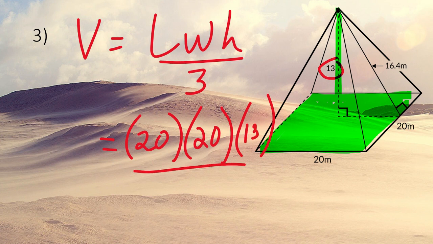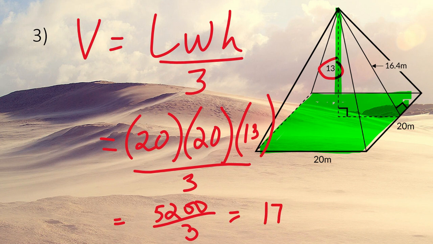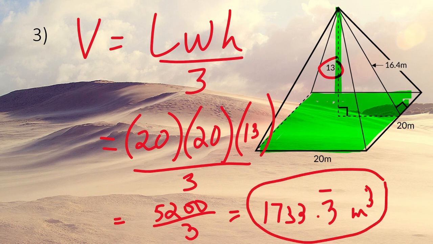So there's our numbers plugged in, divided by 3, of course. 20 times 20 times 13. That is going to be 5,200 at the top, divided by 3. It's a repeating decimal, 1733.333 repeating. We'll just stop it right there. Meters squared. Okay.